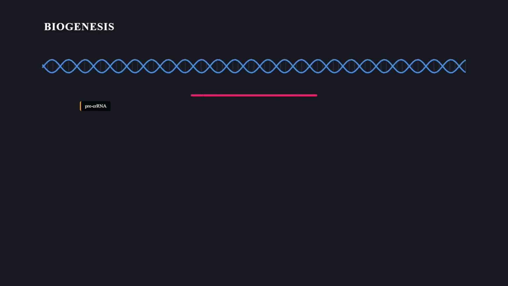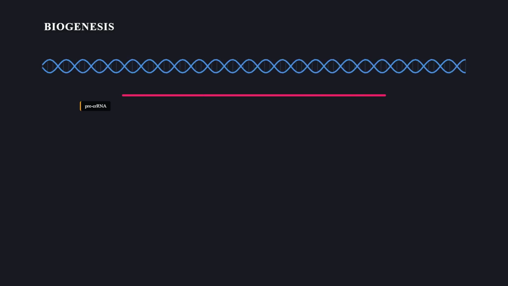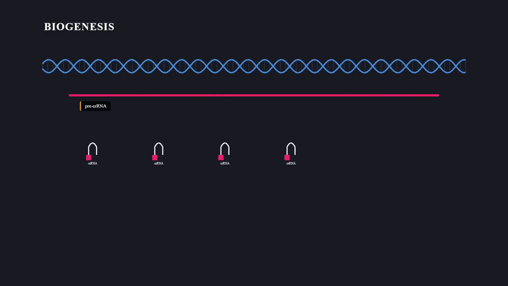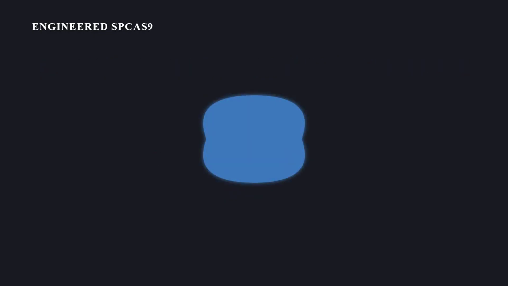These spacers are transcribed into precursor CRISPR RNA, or pre-CRISPR RNA. The pre-CRISPR RNA is subsequently processed into mature CRISPR RNA. This mature RNA guides effector complexes to target and neutralize specific mobile genetic elements. This natural defense mechanism forms the foundational molecular architecture for the engineered gene editing technology. The engineered CRISPR-Cas9 system is primarily derived from the bacterium Streptococcus pyogenes, utilizing the enzyme SP-Cas9.